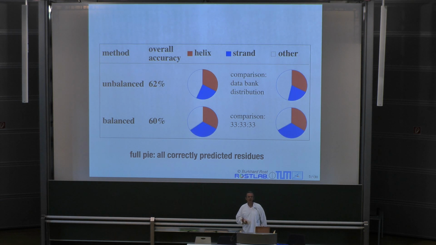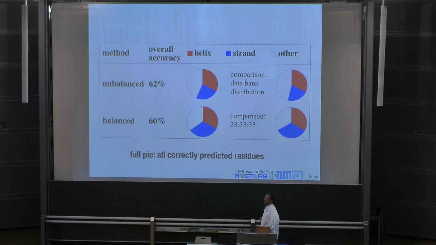So how many of the residues are correctly predicted in either of the three states, helix, strand, other? Roughly 62%. And when we look at what fraction of the correctly predicted residues is helical in red, beta strand in blue, and other, we see that most of it is white. So most of the residues that are correctly predicted are neither helix nor strand. We observe that the same distribution of helix, strand and other residues is found in the database.